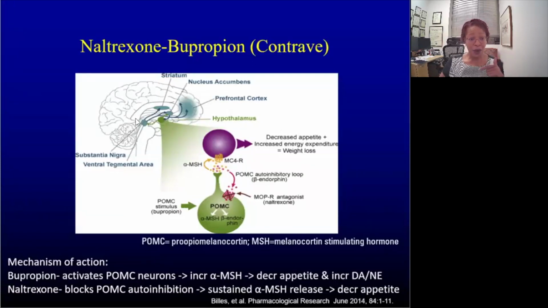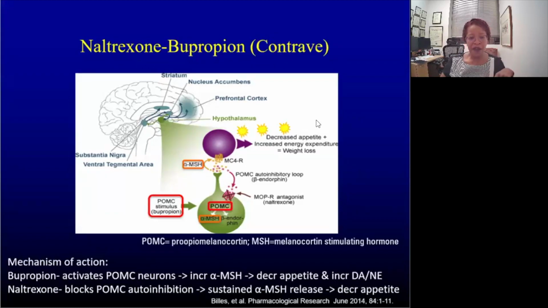Bupropion, sorry, not hormone, but this medication, it actually stimulates those nerves and it leads to a decrease in appetite. And the reason why they added the naltrexone portion: naltrexone is used on its own for people who have either alcohol abuse or opioid abuse.